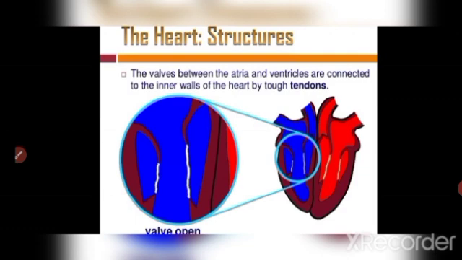The semilunar valves are three half-moon shaped valves present at the base of the pulmonary aorta and aorta. They control the flow of blood from the right ventricle into the pulmonary aorta and from the left ventricle into the aorta. When the atria contract, the cuspid valves open. When the ventricles contract, the pulmonary and aortic semilunar valves open and the cuspid valves close. The function of the valves is that they prevent backflow of blood.